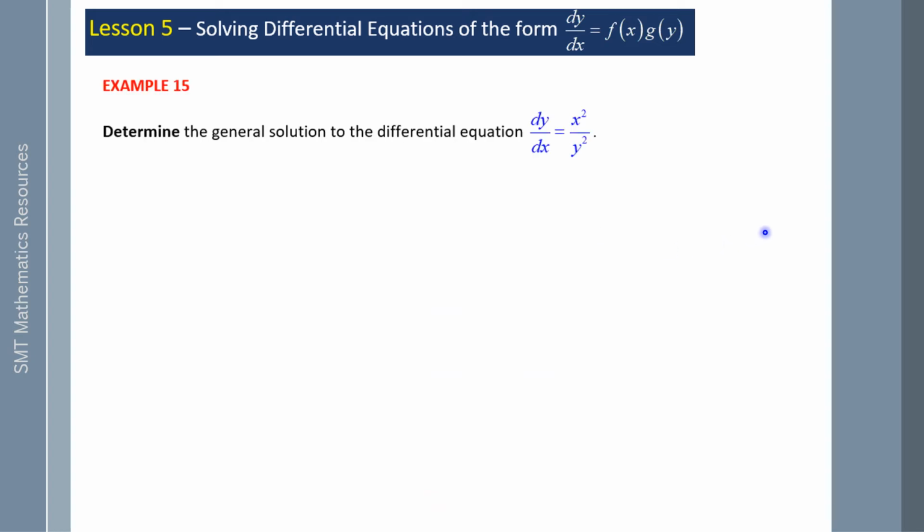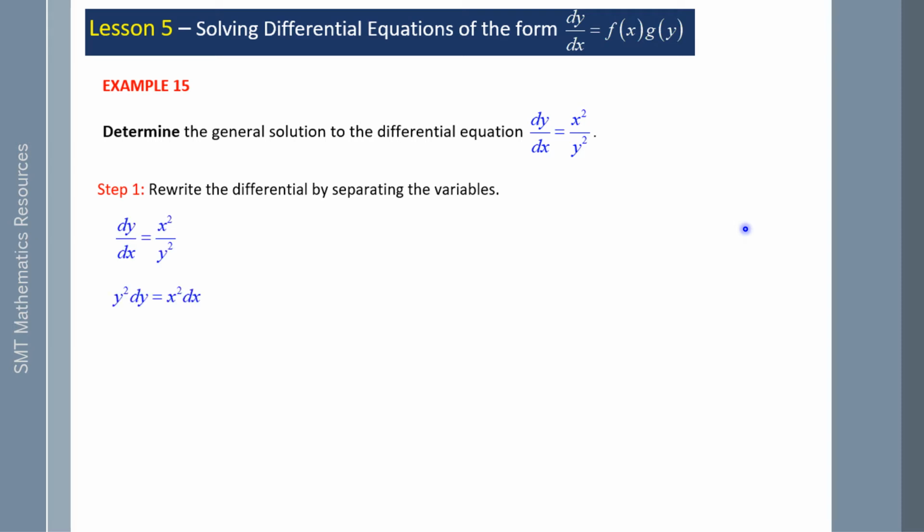Example 15. Determine the general solution to the differential equation. So step 1, rewrite the differential by separating the variables. dy/dx equals x squared over y squared. If we multiply both sides by y squared and then both sides by dx, we now have y squared dy equals x squared dx. We can go to step 2, which is integrating both sides. So the integral of y squared is with respect to y, and our x squared is with respect to x. So our y's with our y's, and our x's with our x's.